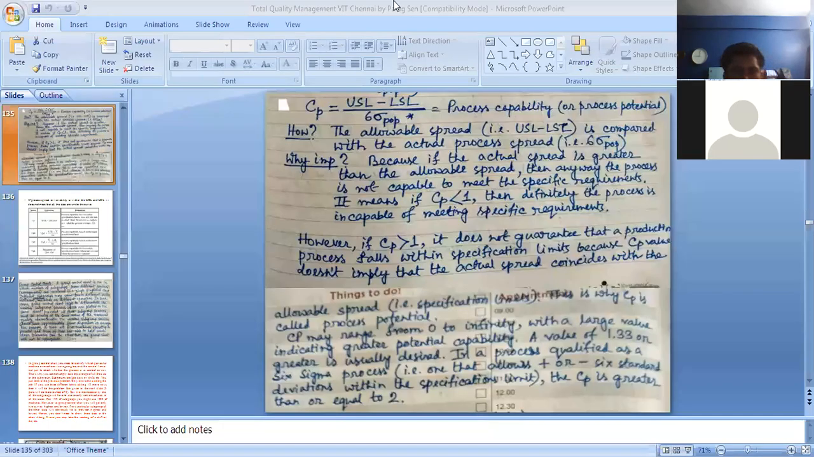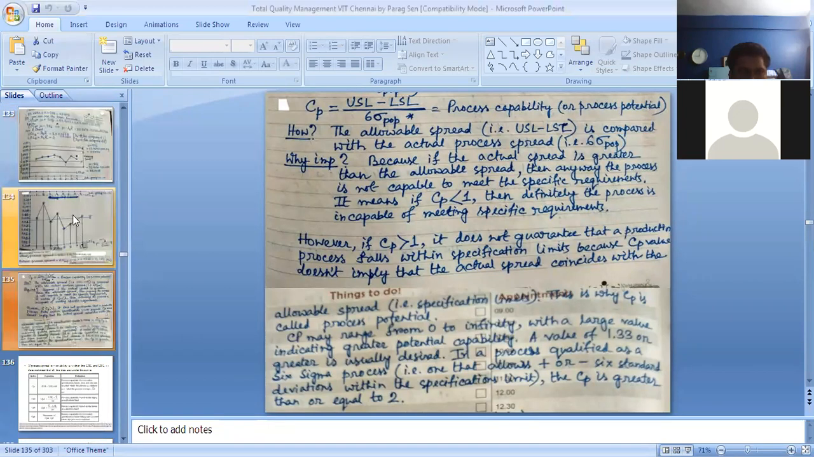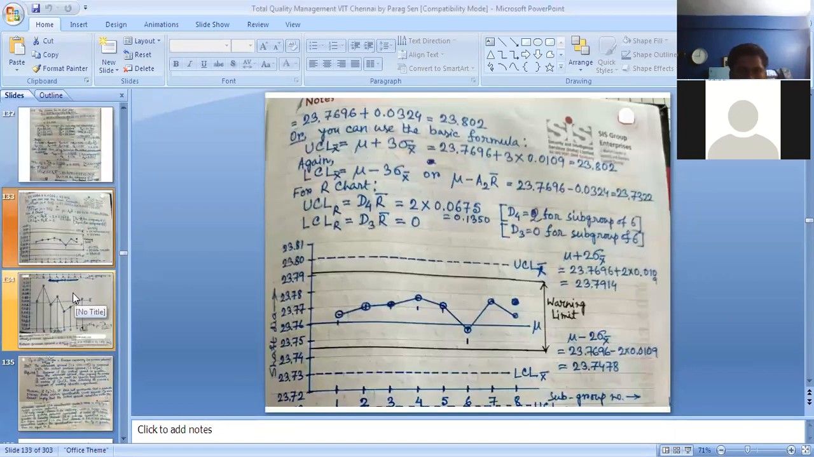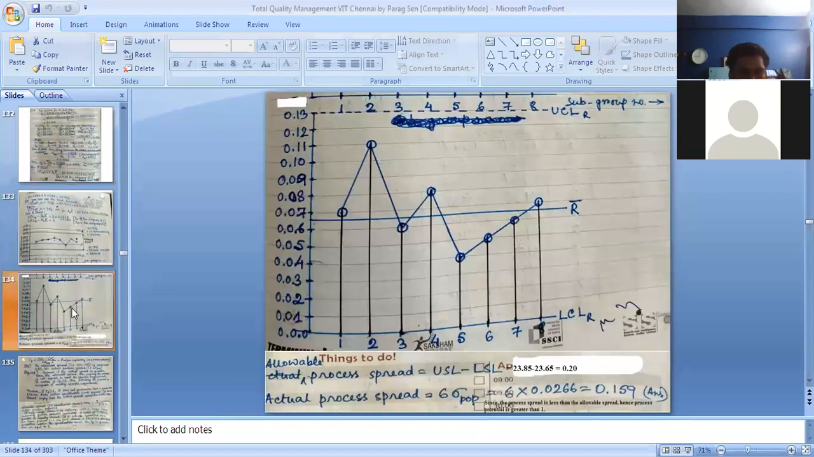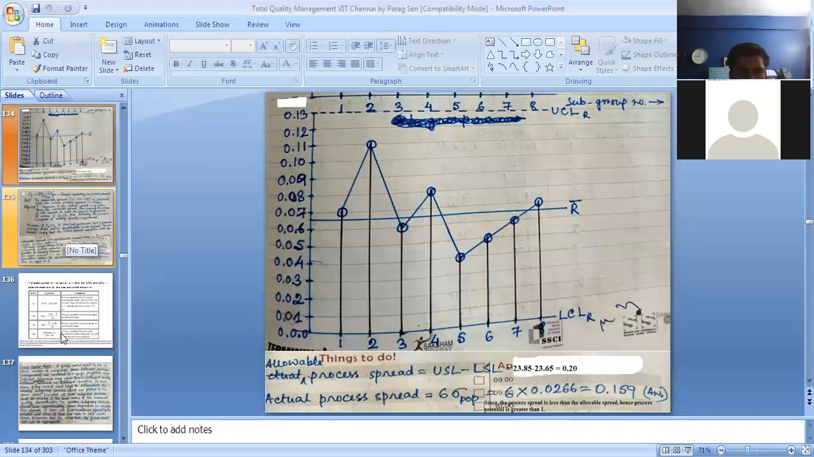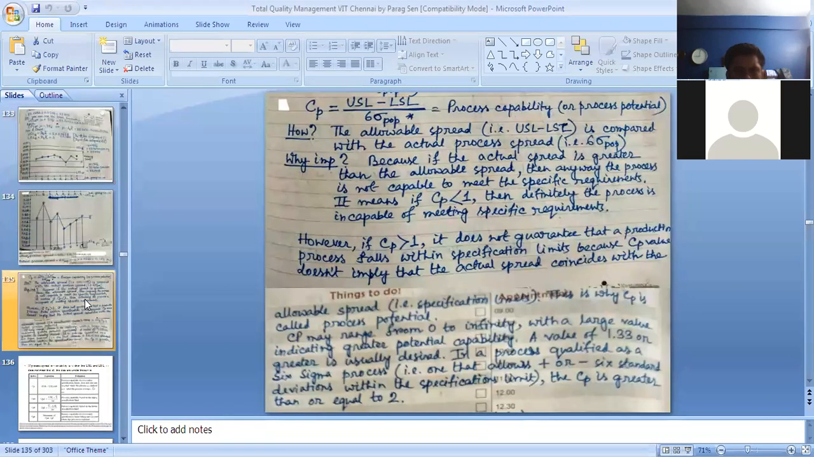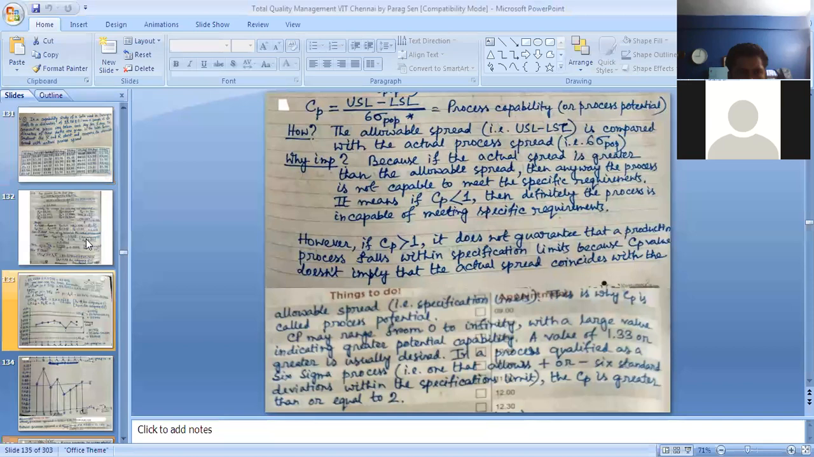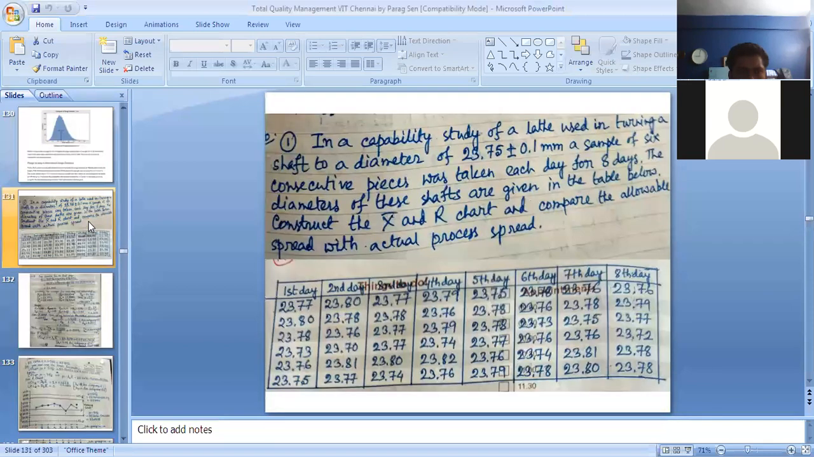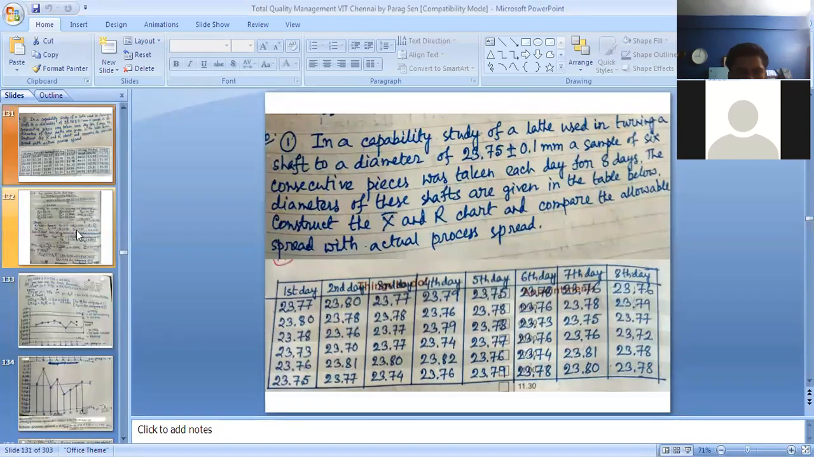We have given the example of control chart for variables. In the previous class, we gave the example of control chart for variables: how to draw the X bar and R chart we have shown. And there was also a question related to comparing the allowable spread with actual process spread.